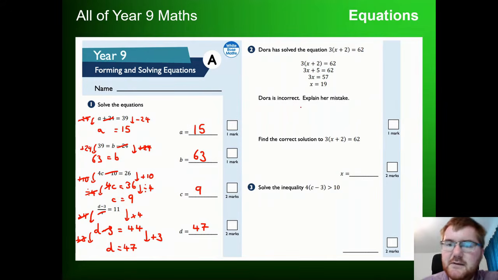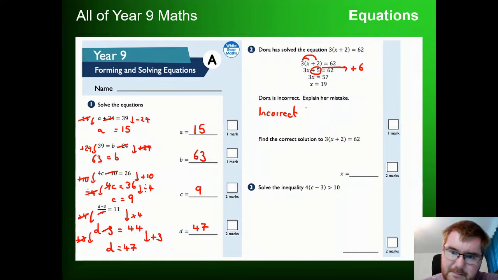She's incorrect and we need to explain her mistake. So let's look at the first part here. Well, she's expanded the brackets, so 3 times x is 3x, 3 times 2 is equal to 6. This is the problem here. This should be a plus 6. So incorrect expansion of brackets, and I have already indicated what the mistake is, so plus 6, not plus 5.